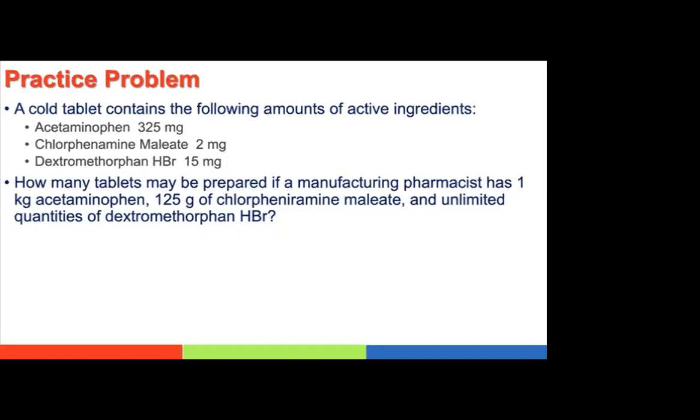May sagot na? What is your answer? Okay, Hin. You base your answer on the limited quantity of API. Sino yung pinakakonti ang amount ng API?